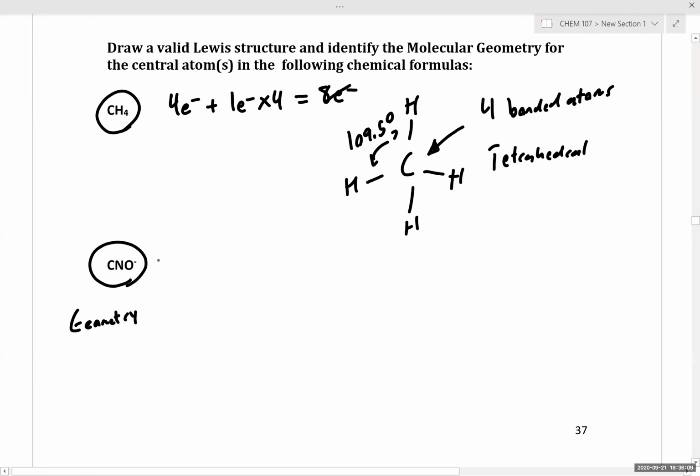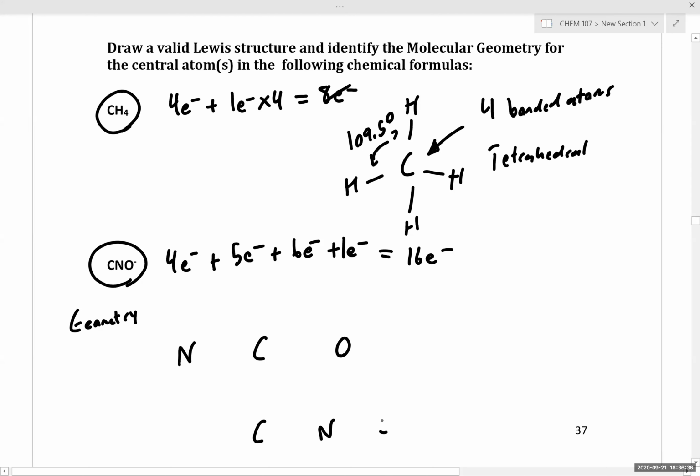So for the following molecule, carbon has 4 electrons, nitrogen has 5 electrons, oxygen has 6 electrons, and we have a -1 charge, so we add an electron to our total. That in turn gives us 16 electrons. We put carbon in the center and surround it with nitrogen and oxygen. There's another potential structure that puts nitrogen in the center, but that doesn't follow our rules, and we'll talk a little bit about that structure one step at a time, first and foremost.